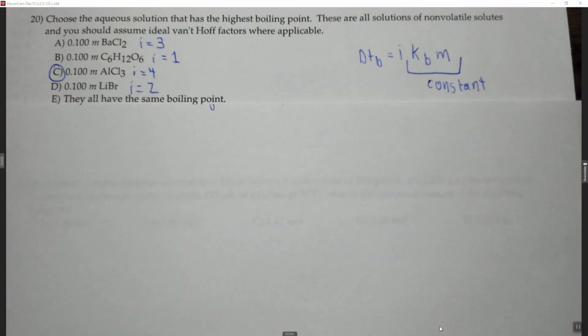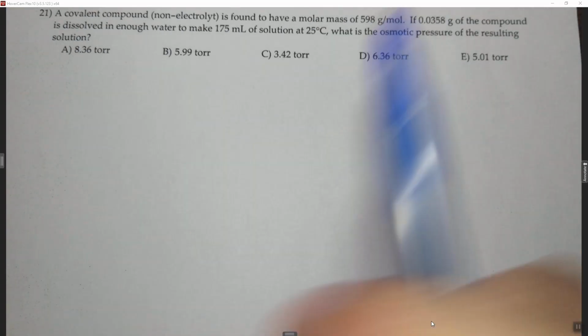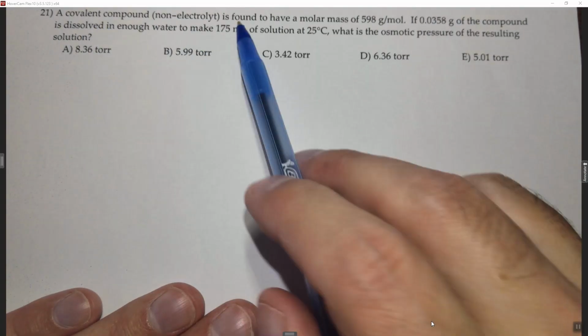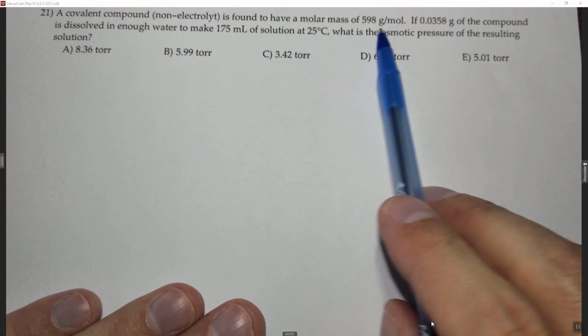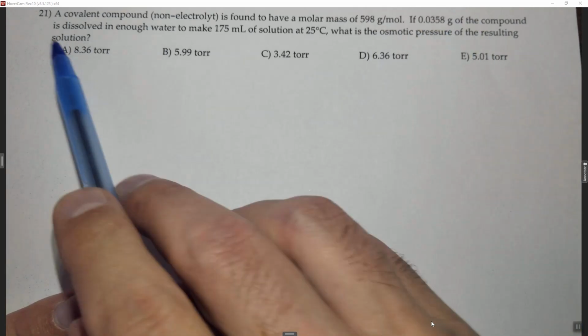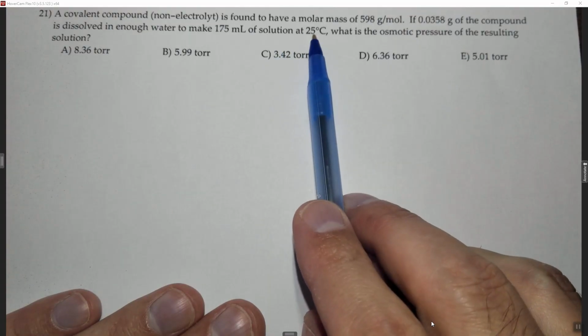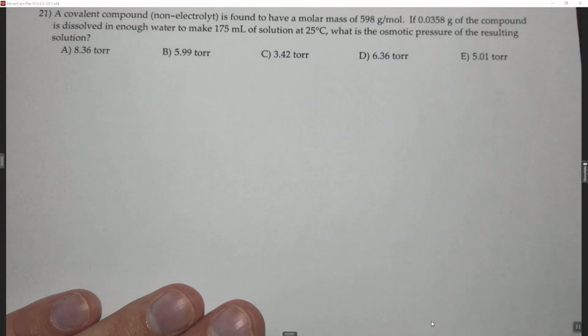So the answer here is choice letter C, which is i equal to 4, or the van 't Hoff factor of 4. All right, it says a covalent compound, non-electrolyte, is found to have a molar mass of 598 grams per mole. If 0.0358 grams of the compound is dissolved in enough water to make 175 milliliters of solution at 25 degrees C, what is the osmotic pressure of the resulting solution?